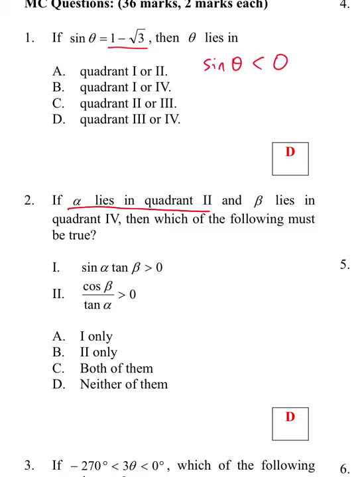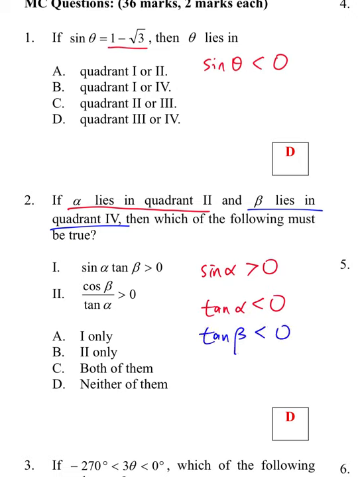The first one is alpha. From the information provided, we know that sine alpha must be greater than 0, while tangent alpha will be smaller than 0. The second condition is beta lies in quadrant 4. It means that tangent beta has to be negative and cosine beta will remain positive. So the combination sine alpha multiplying tangent beta must be negative, and the combination cosine beta over tangent alpha is also negative. So both statements are wrong, and therefore the answer is D.